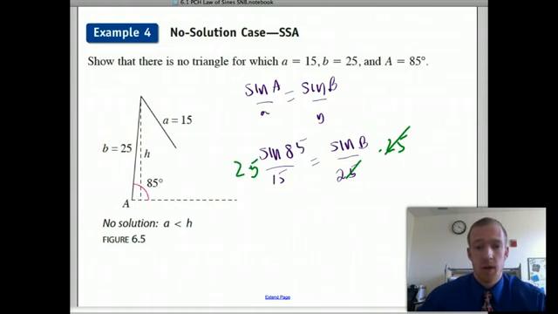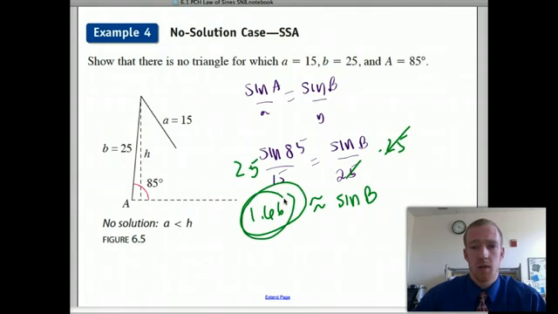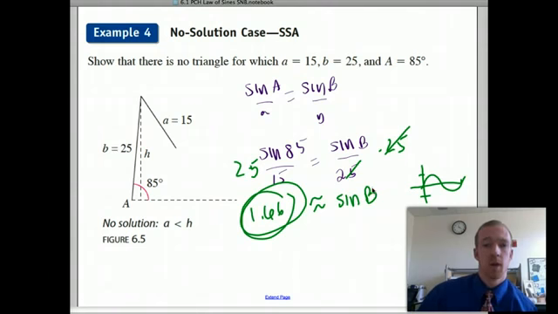And then when you do that out, you get approximately 1.66 something or other. And that's sine of B equals 1.66. That can't happen, right? The sine function can only output values between 1 and -1. It's outside the range. There's no angle you can plug in and get a sine value of more than 1. So since that's more than 1, there is no solution.